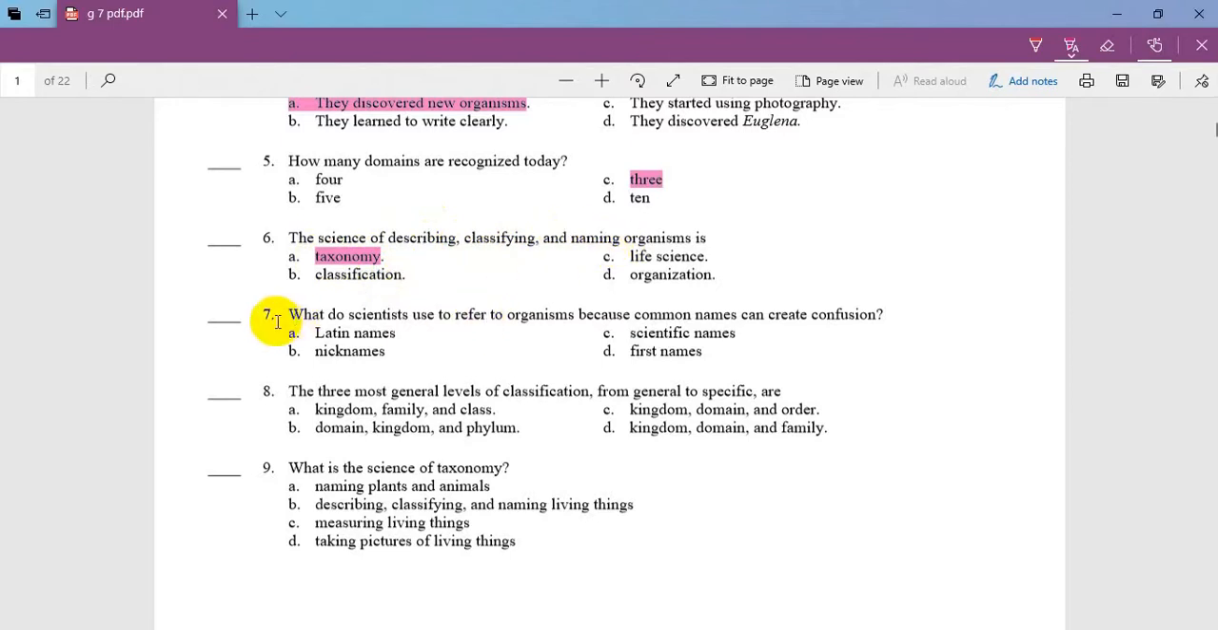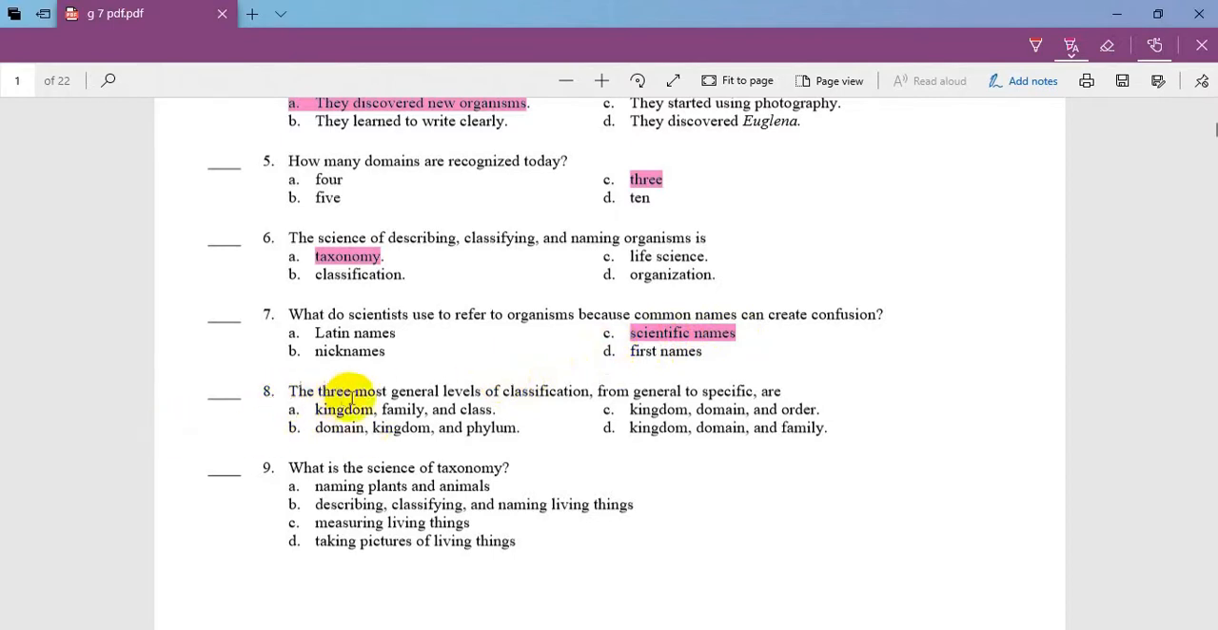Question 7. What do scientists use to refer to organisms because common names can create confusion? As we said before, scientists give organisms Latin names, scientific names, not nicknames or first names. Scientists put scientific names, which consist of a genus name and a species name. So the answer will be C.